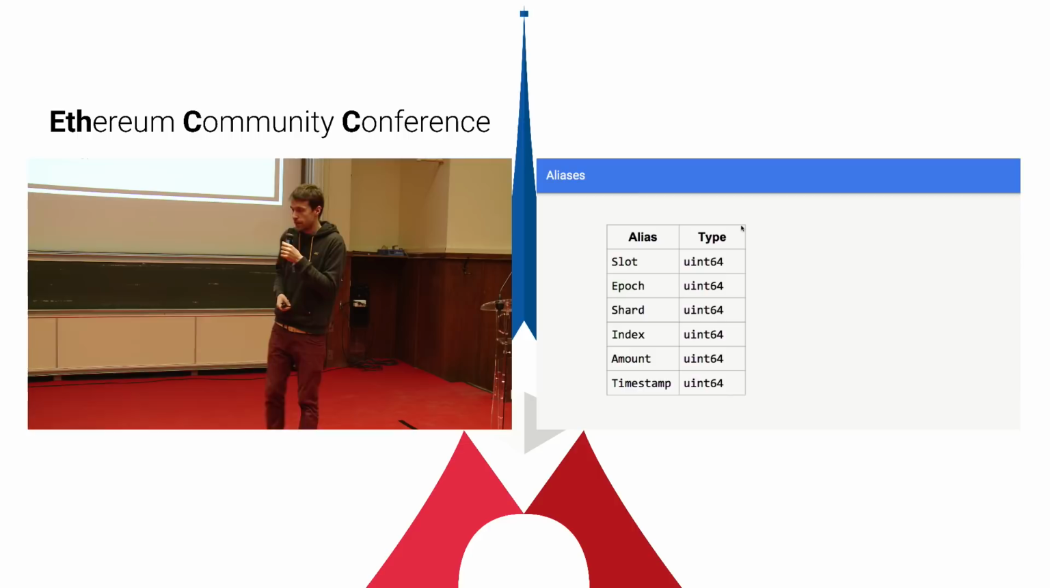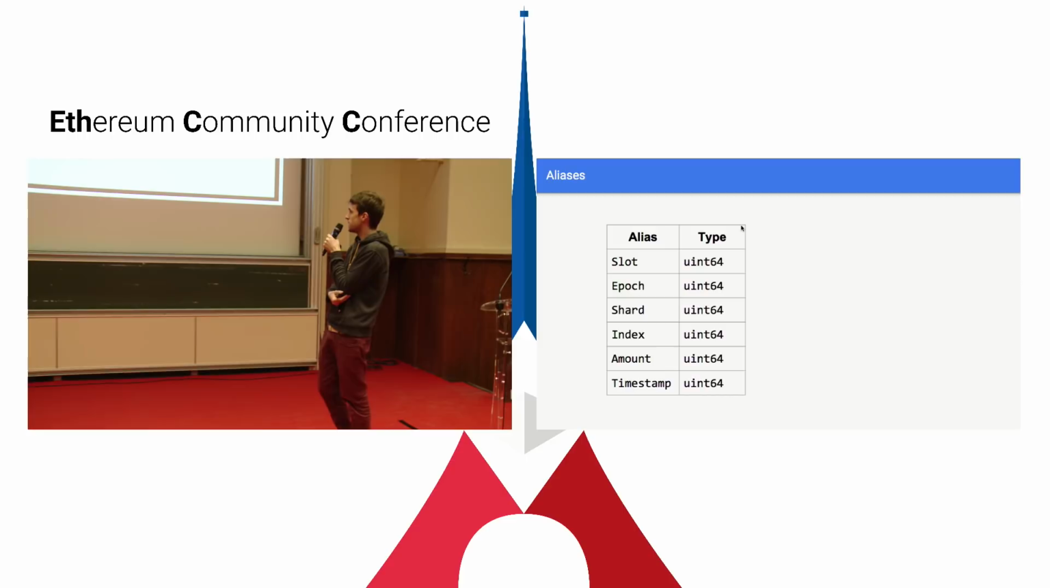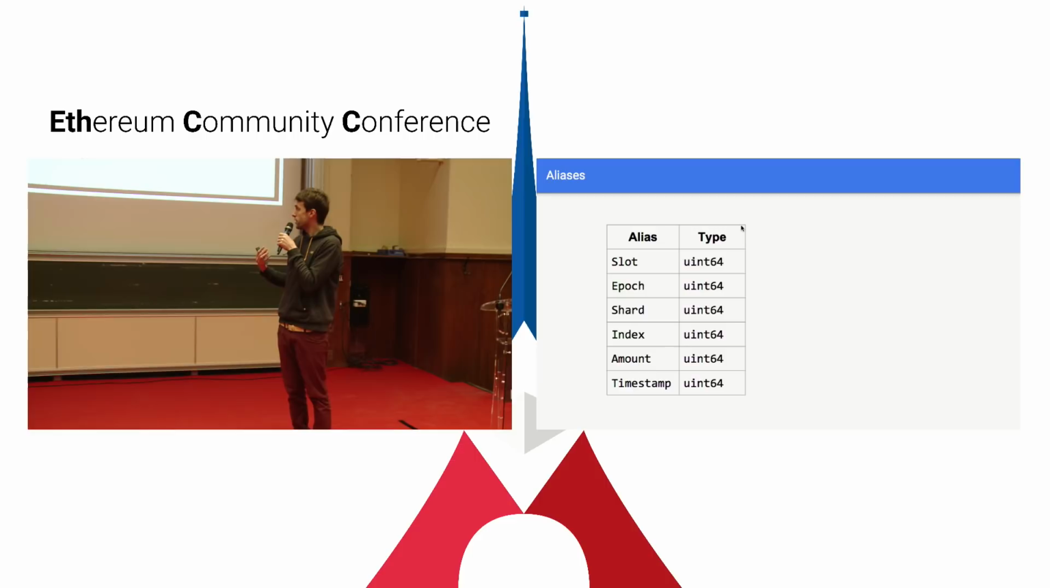One thing to mention here maybe is that the amounts are denominated in Gwei. So that's one billionth of an ether, and 64 bits is enough to basically represent any balance. And the timestamp is basically seconds. So we use Unix timestamps.